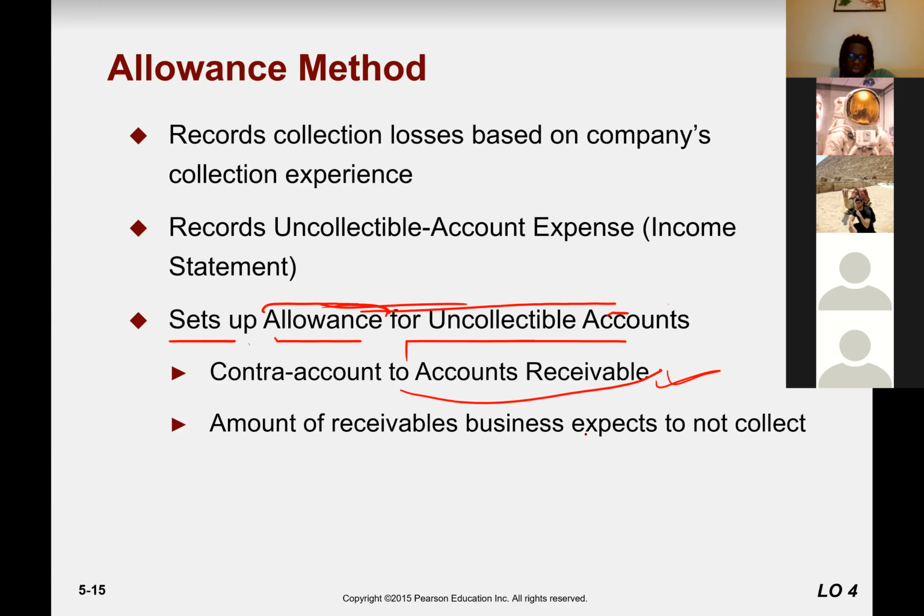So the amount of receivable that the business expects will not be collected is, for example, 2% of sales, 3% of sales, whatsoever. That is because the business expects it won't be collected if we sell on credit. We set up the allowance for uncollectible accounts, and the nature of this account is a contra account, opposite to accounts receivable, so it goes in the opposite direction. If accounts receivable is increasing, that means debit. If the allowance is increasing, it means credit. Right, guys?